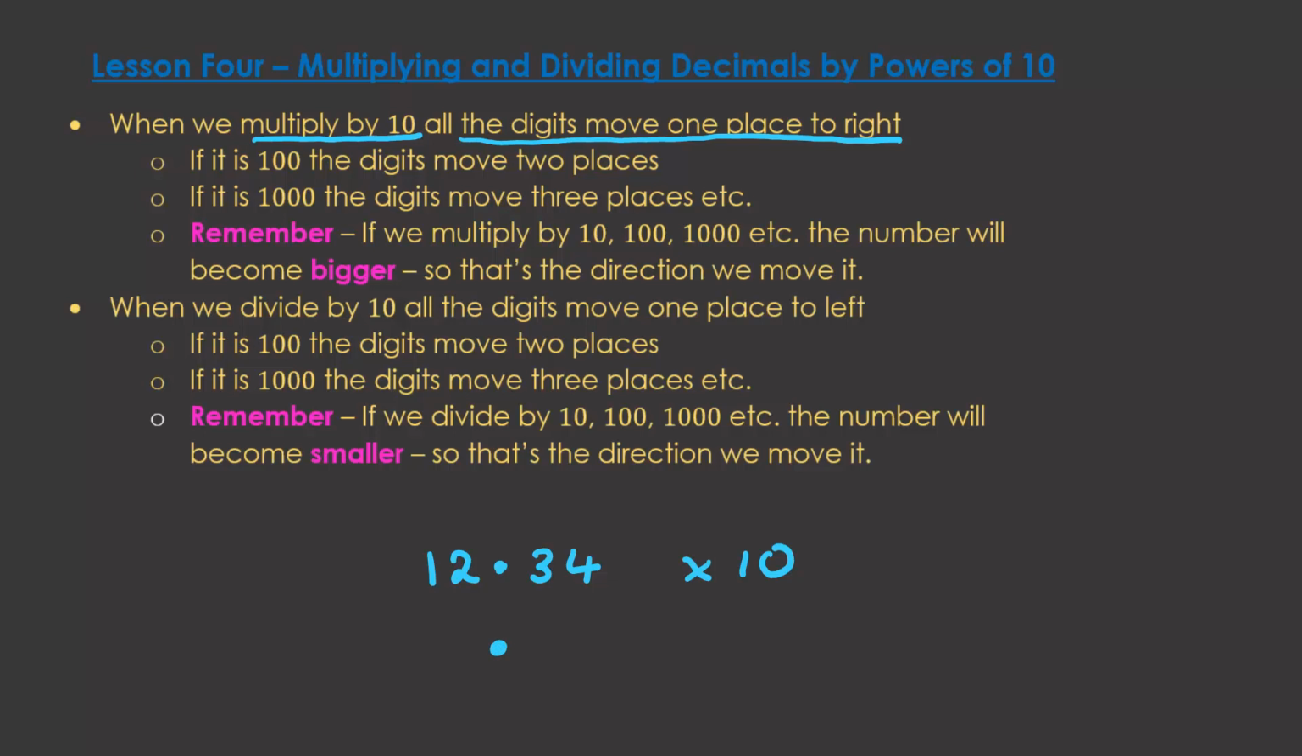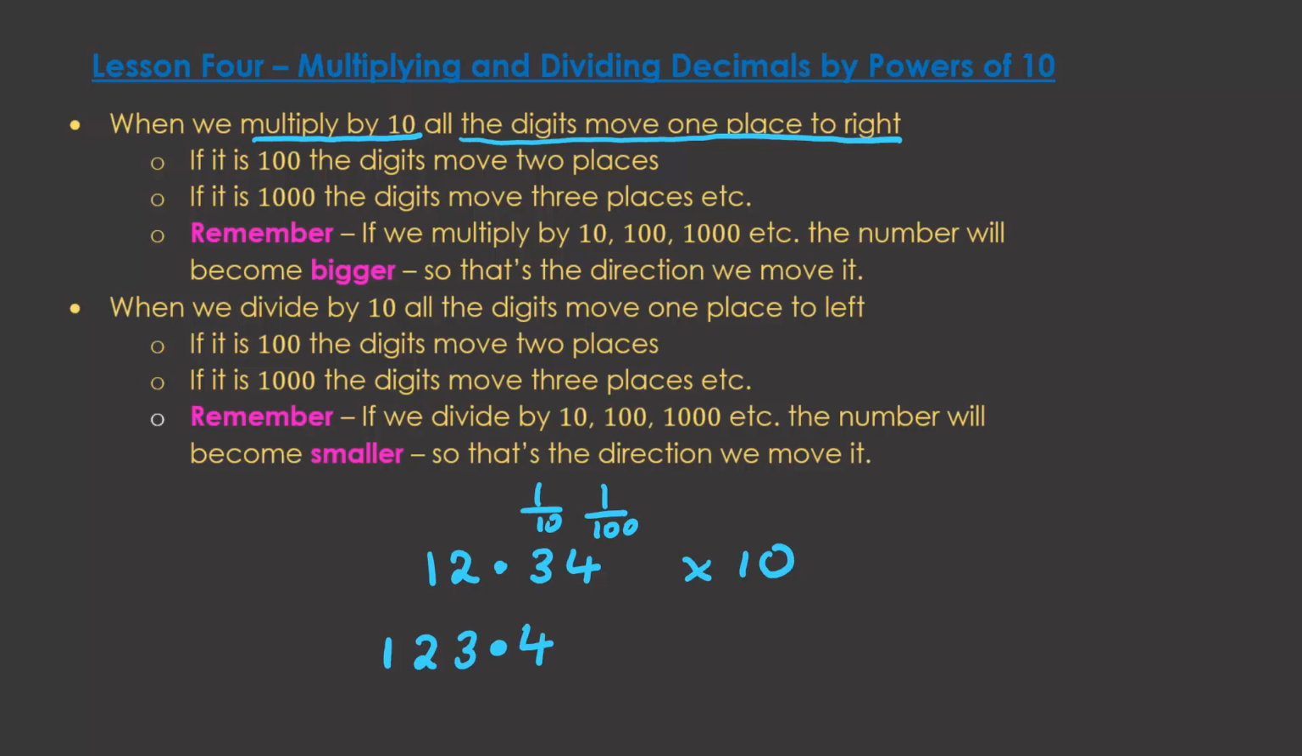the right. So this one, which is in the tens column, will move across into the hundreds. The 2, which is in the units column, will move into the tens. The 3, which is in the 1/10ths column, will move into the units column. And the 4, which is in the 100ths column, will move into the tenths column.